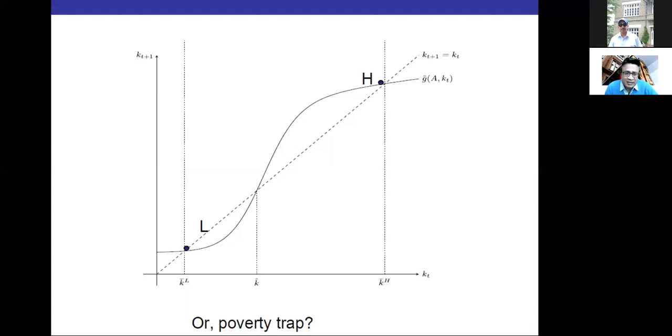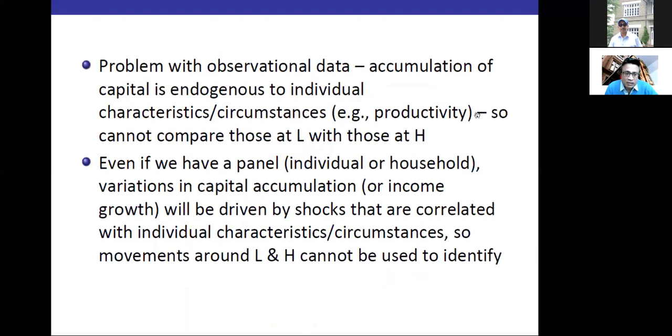So as I said, the problem with observational data is that accumulation of capital is endogenous to individual characteristics and circumstances. And so even if we have a panel, it will be driven by shocks that are correlated with individual characteristics and circumstances. And so movements around L and H cannot be used to identify.